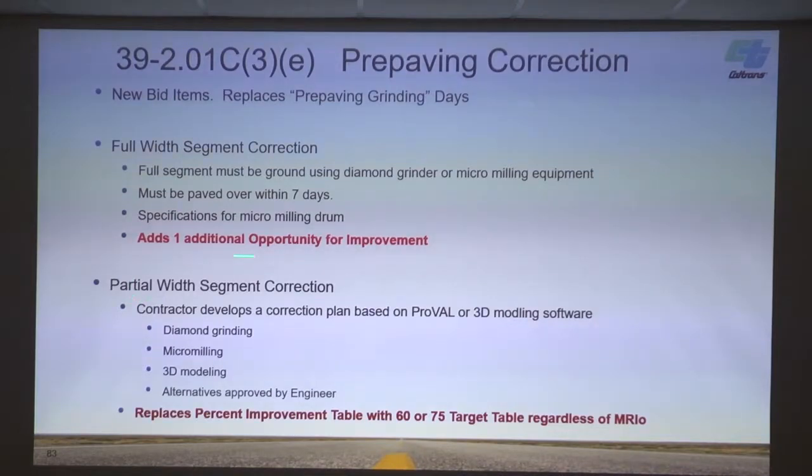Then we have something called a partial width segment correction. And this is similar to what we had in the past. We're just leaving it up to the contractor to decide, okay, for these 10th mile segments, we're calling them each a segment, go out there and give us a plan on how you're going to smooth this out. So they can use a diamond grinder or a micromill. And they also have the capability of using this new 3D modeling. So we saw that in the video.